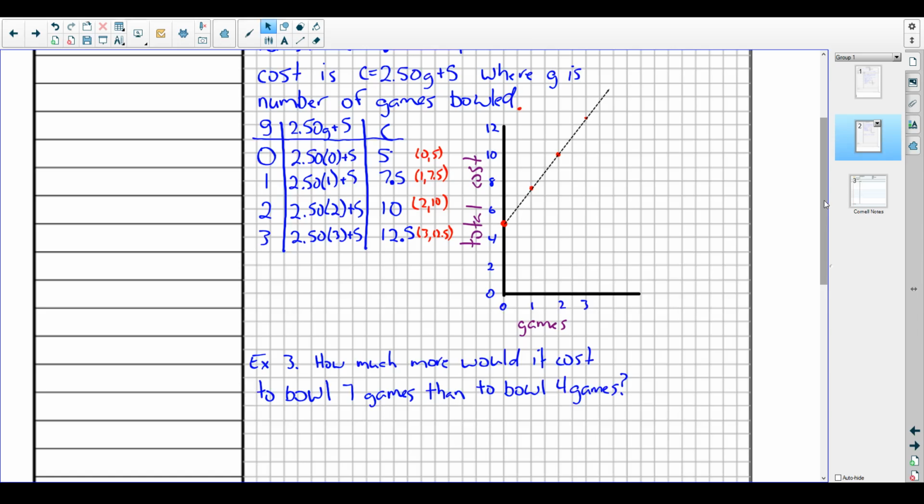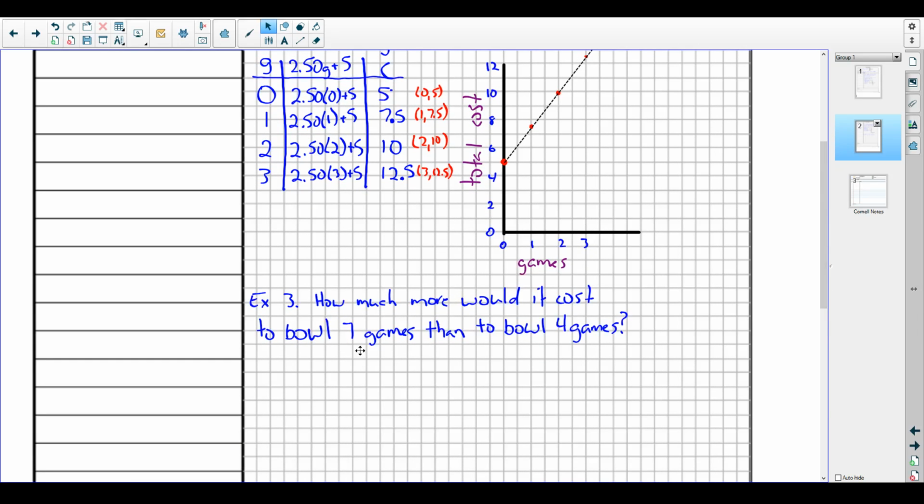Okay. And then number 3 just wants to know how much more would it cost to bowl 7 games than it would to cost 4 games. So to answer this one, this is just answering questions with equations. Not so much about the graph. And you know, find cost for 7 games. Then we need to find the cost for 4 games. And if we want to know how much more it would be, we would then subtract the 2.